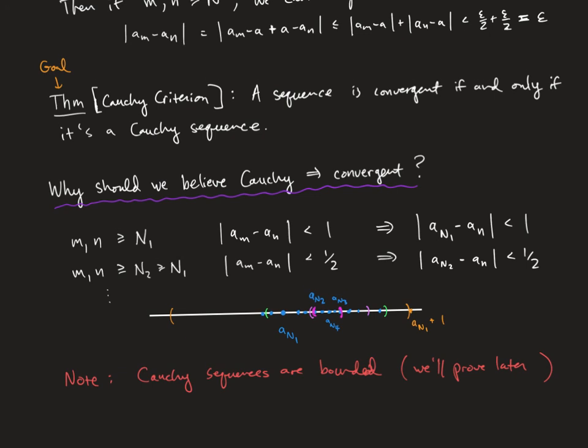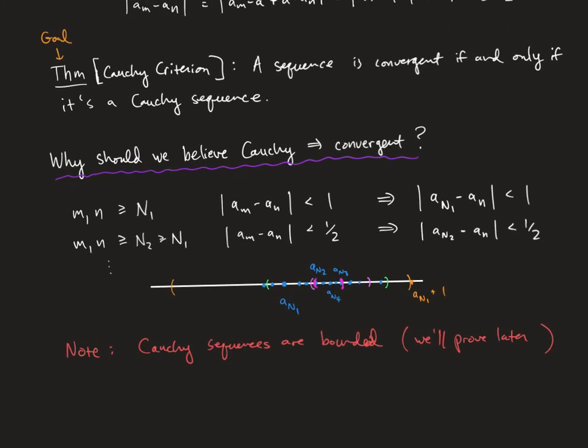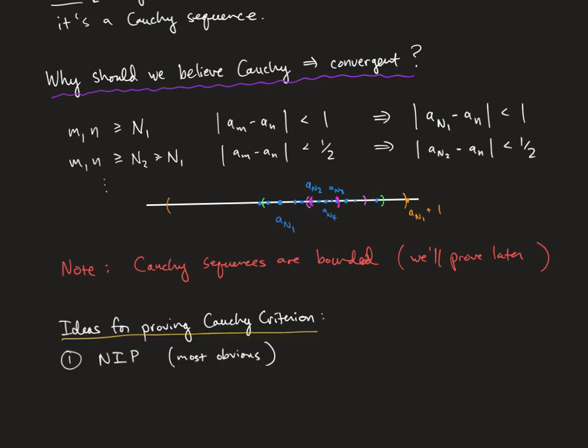And so what you can kind of see here is that basically one strategy, the most obvious strategy for the proof of the Cauchy criterion, for the proof that Cauchy sequences are convergent, would be to use the nested interval property. Okay, so I wrote that down. So there's going to be a number of ideas for possibly proving Cauchy's criterion.